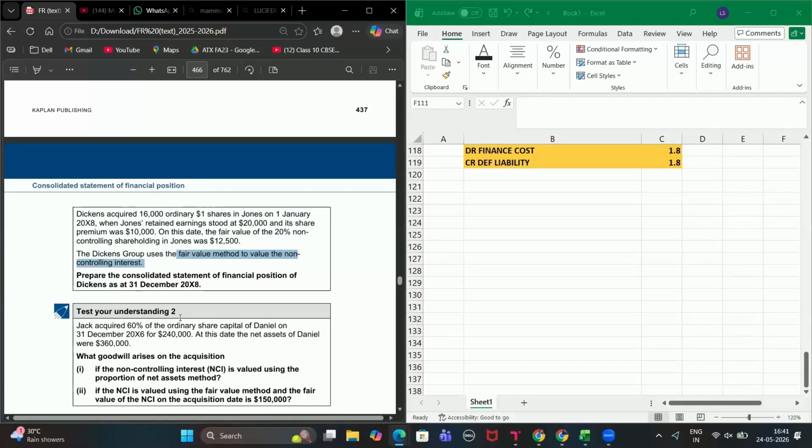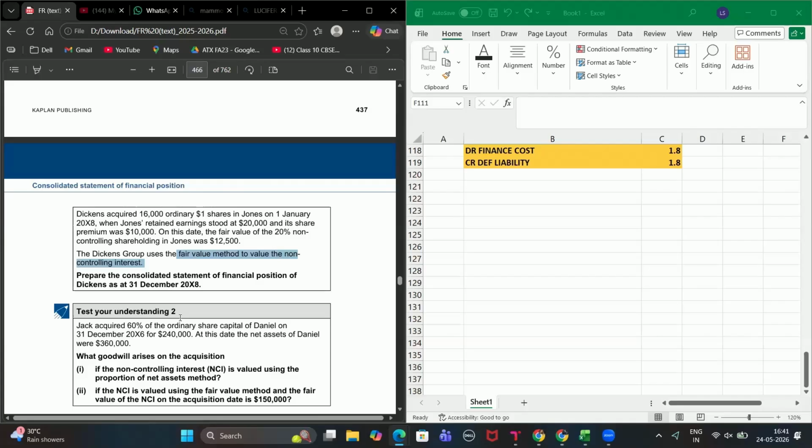How will we split the impairment? Based on what? We will split it based on the percentage of acquisition. Let's say 80% is acquired by the parent company. So 80% of the impairment will go to the parent and the remaining 20% will go to the NCI. Do you guys remember this?